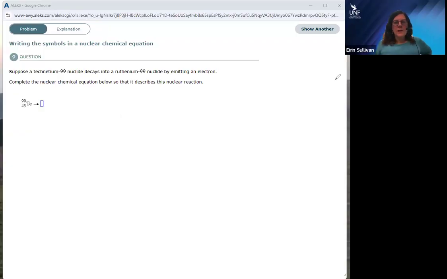Writing the symbols in a nuclear chemical equation. So, the key to answering these kinds of questions is first of all looking at what kind of radioactive particle is involved and knowing how to write the symbol for that. Common radioactive emissions include alpha decay, which is a helium nucleus. You would just write that as 4, 2, and then He.